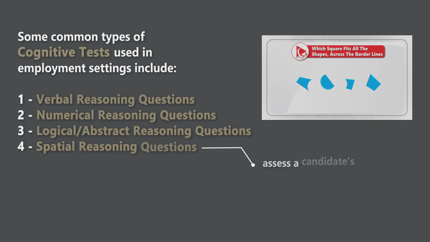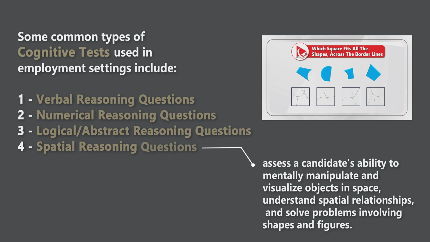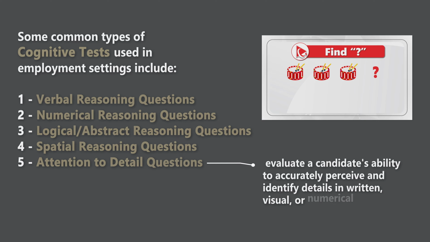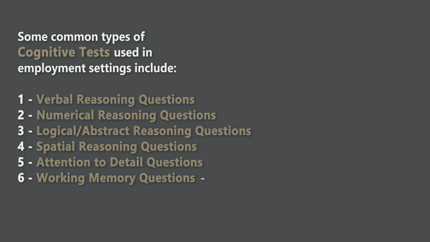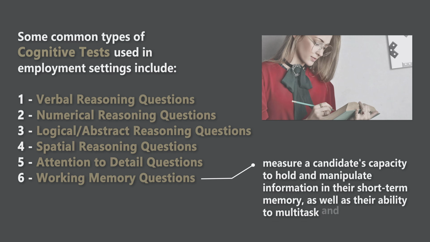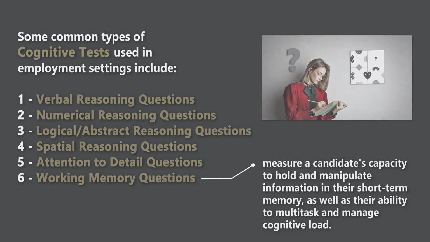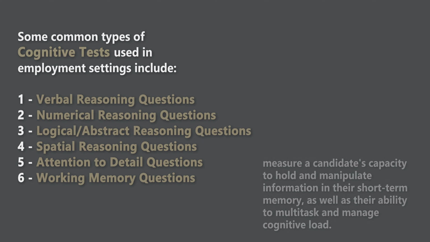Spatial reasoning questions assess candidates' ability to mentally manipulate and visualize objects in space, understand spatial relationships, and solve problems involving shapes and figures. Attention to detail questions evaluate candidates' ability to accurately perceive and identify details in written, visual, and numerical information. And last but not least category is working memory questions, which measure candidates' capacity to hold and manipulate information in their short-term memory, as well as their ability to multitask and manage cognitive load.